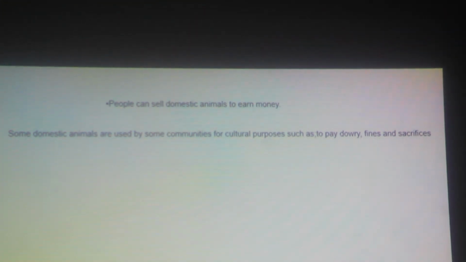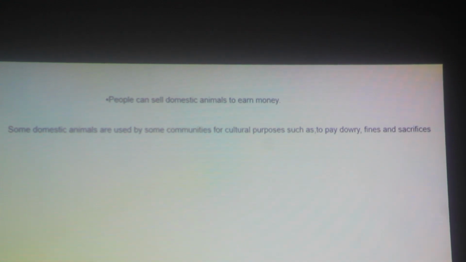Also, some domestic animals are used by some communities for cultural purposes, such as to pay dowry, fines, and sacrifices. And the payment of dowry is very common, where you see a bride, the family to the bride is paid cows in exchange for the bride. Those are some of the uses of domestic animals.